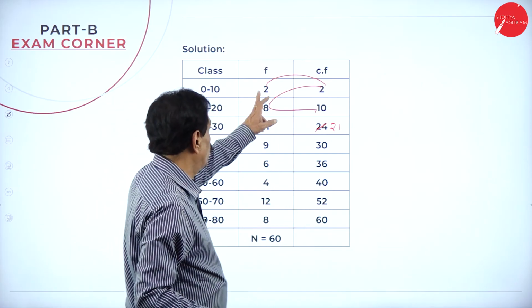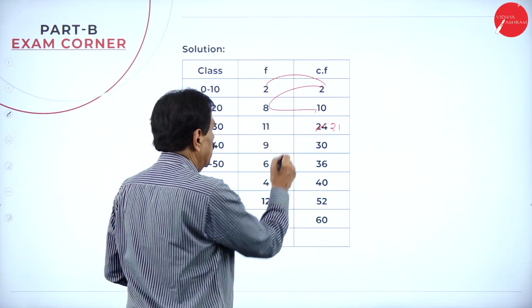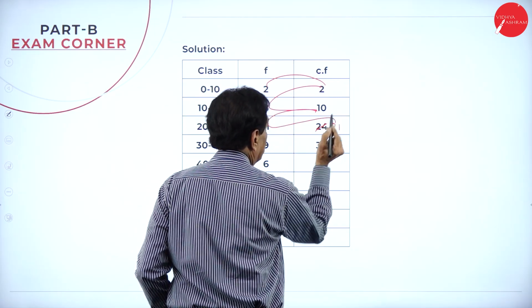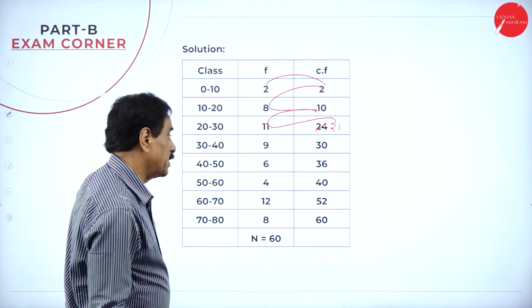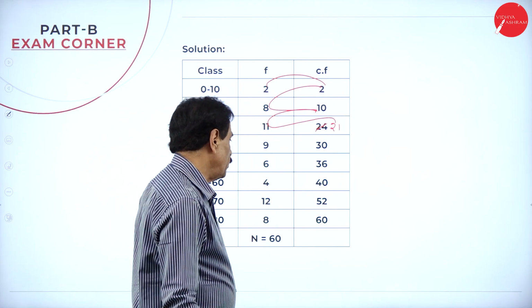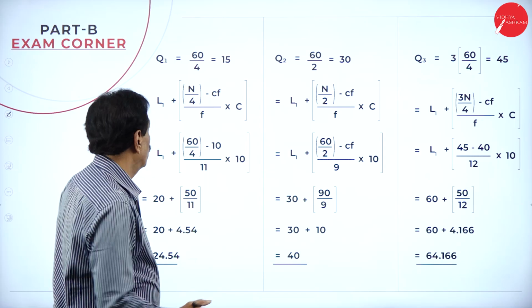I will repeat. 2. 2 plus 8 is 10. 10 plus 11 is 21. 21 plus 9 is 30. 30 plus 6 is 36. Then 40, 52, 60.